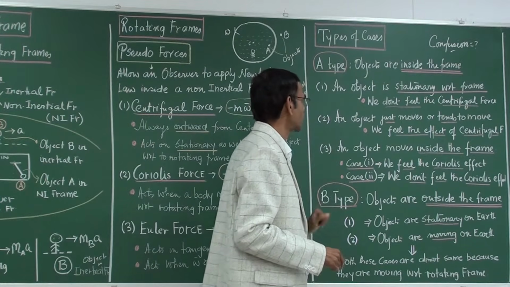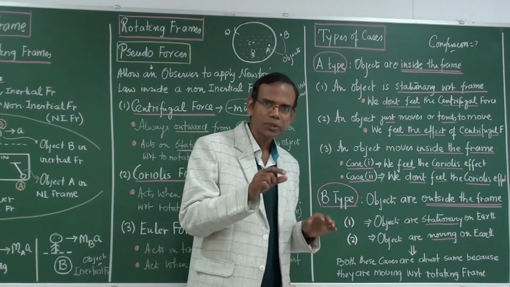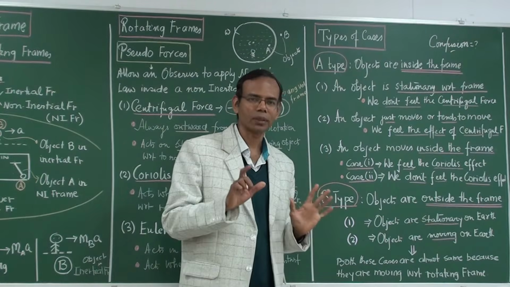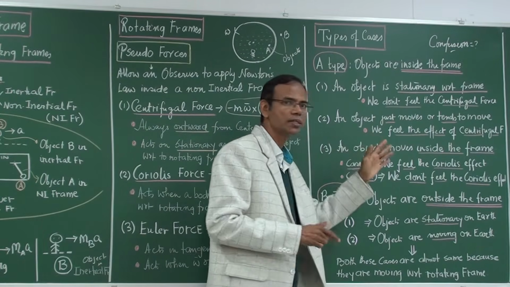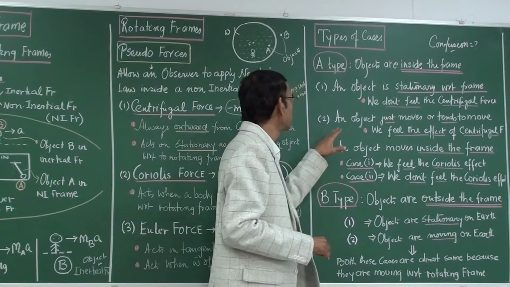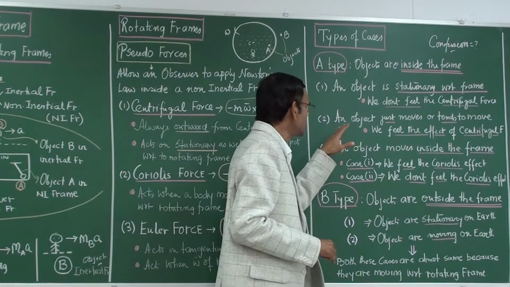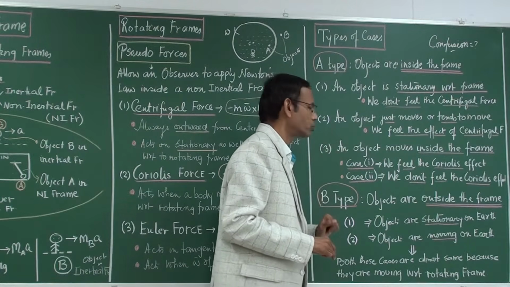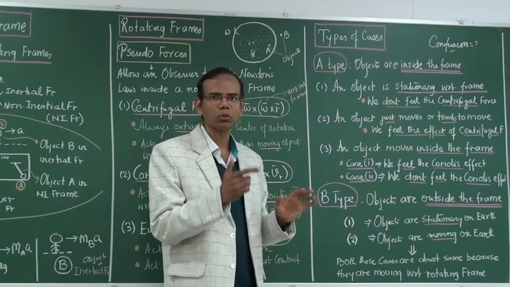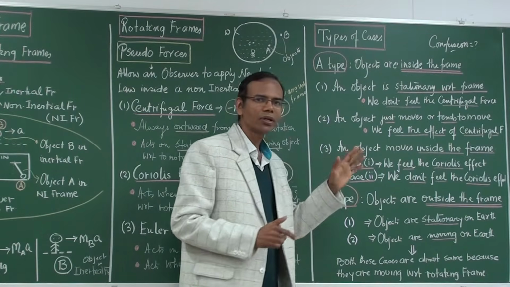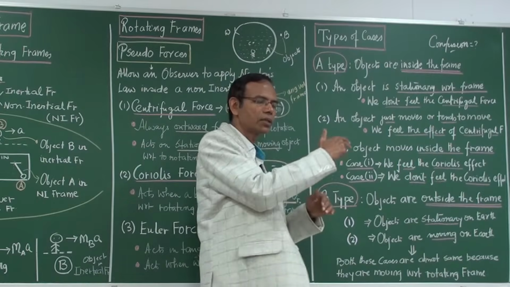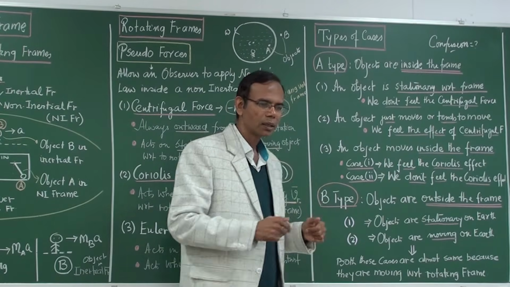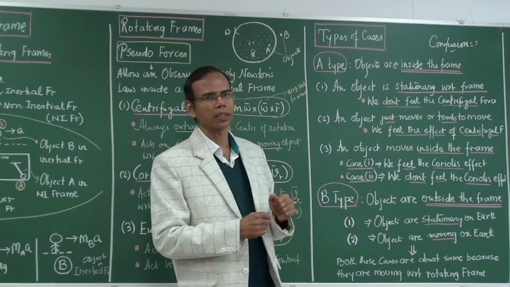Now as you see, in the A type, that means inside the frame, an object is stationary with respect to the frame. That is one type. We don't feel the centrifugal force there. Second is, an object just moves or tends to move. We feel the effect of centrifugal force, like a car, when it's going around the turn, you feel a push outside.